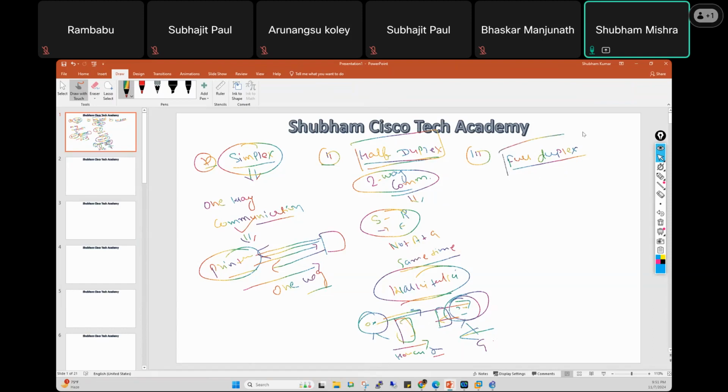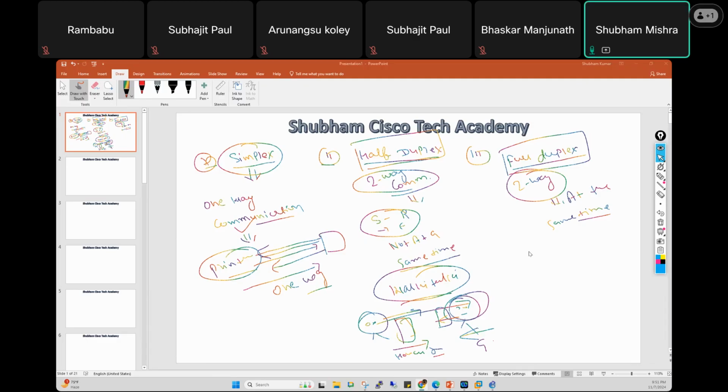Now, full duplex. Full duplex is also two-way communication, but the condition is at the same time. At the same time. That is called full duplex. Getting my point? It means two-way communication where data flows in both directions simultaneously. It allows the data to be continuously exchanged.